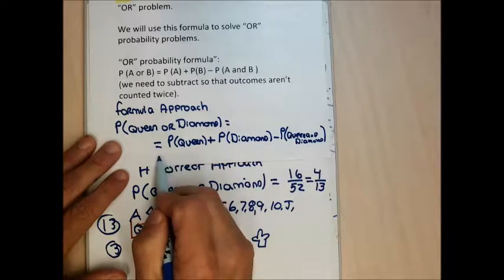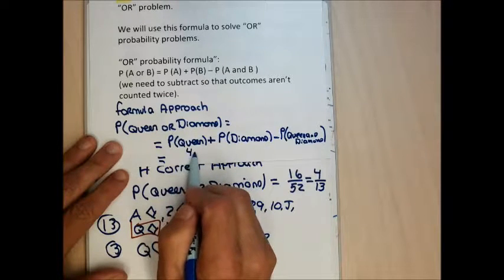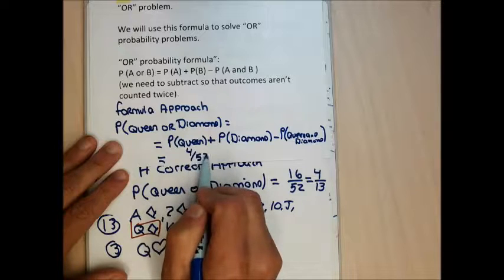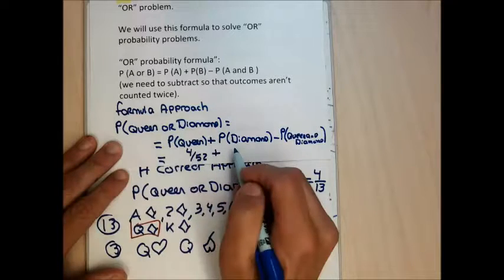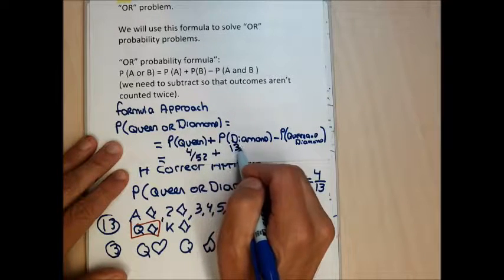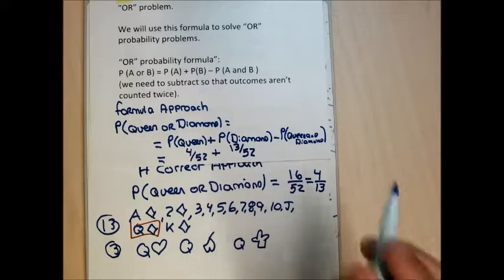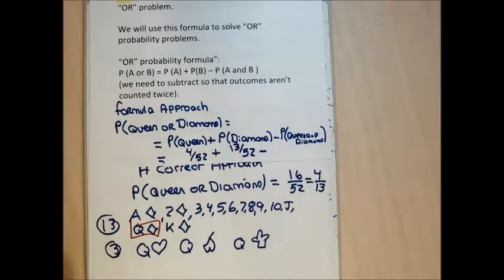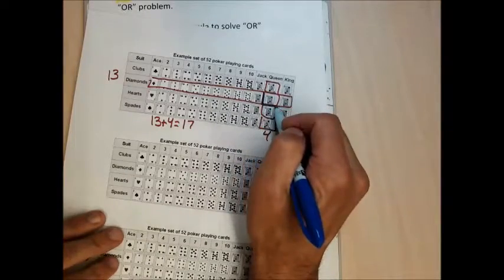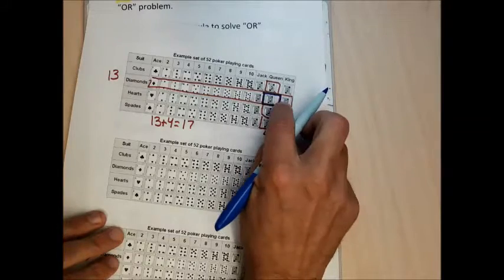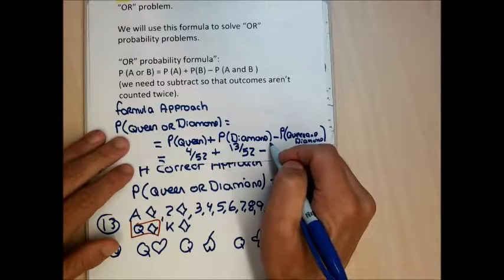So for my formula approach, there's 4 queens in a deck of cards. The probability of getting a queen is 4 in 52 when you're picking one card. There's 13 diamonds in a deck of cards. The probability of getting a diamond when you're picking from a deck of 52 cards is 13 in 52. And then the probability of getting a card that's both a queen and a diamond is 1 in 52 because there's one card in a deck of cards that is both a queen and a diamond. I need to subtract that away.